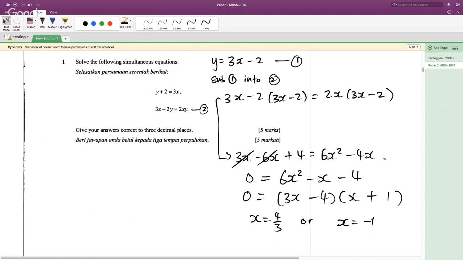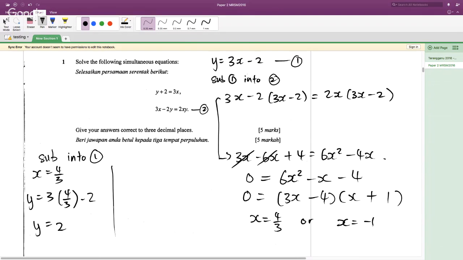Then what I do next is I substitute back into my first equation. So I will say sub into my first equation. So I will get y equals 3. Yeah, you can separate them now. When x equals 4 over 3, y equals 3 times 4 over 3 minus 2. So y equals 2. Then when x equals negative 1, y equals 3 times negative 1 minus 2, y is just negative 5.